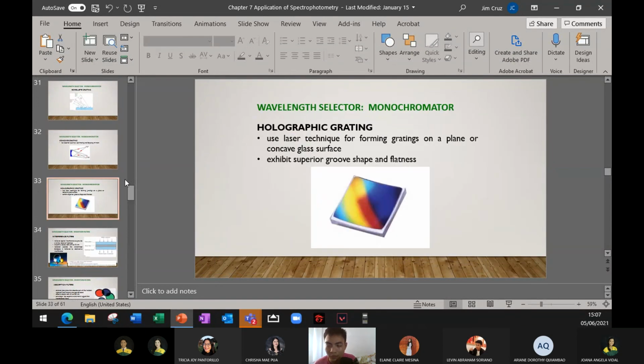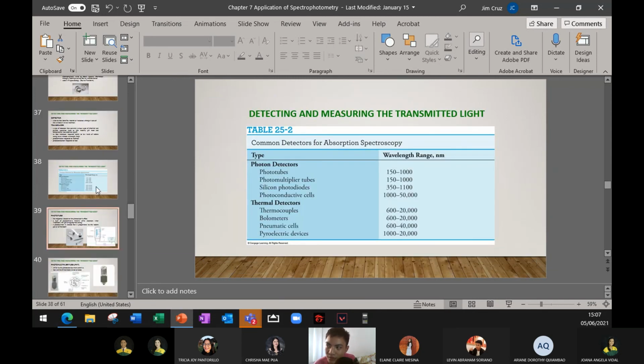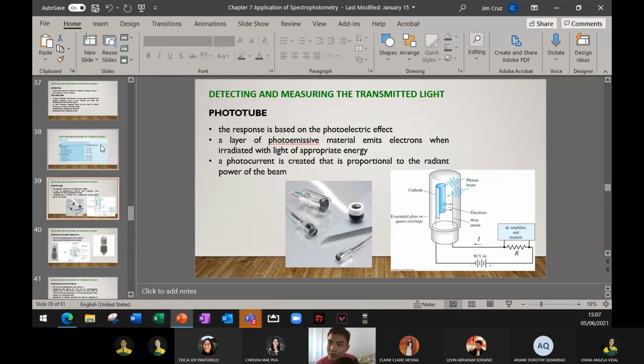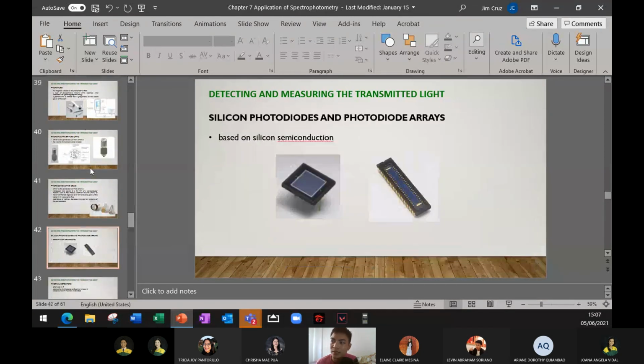Okay. One example of grating is yung mga nasa CD. For detectors or transducers, we have phototubes, photomultiplier tubes. Yan. So, yeah.